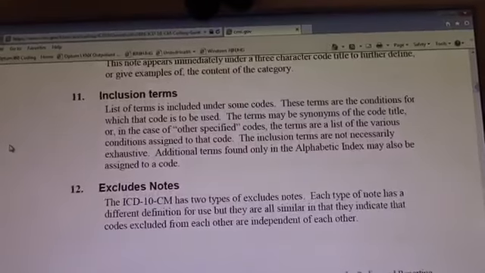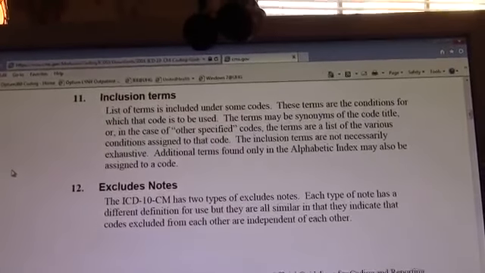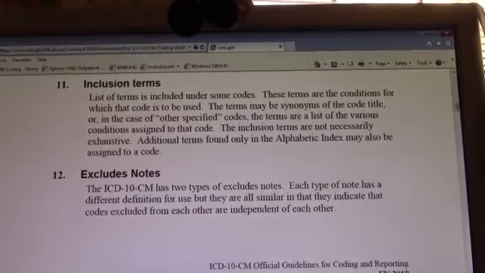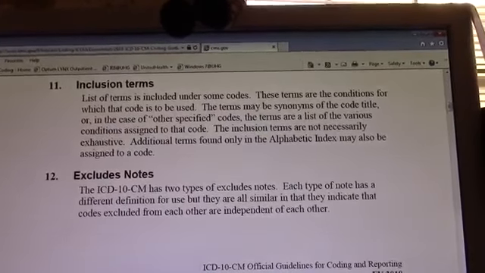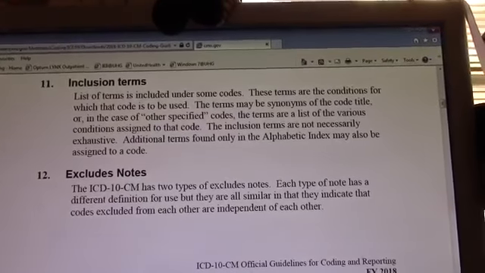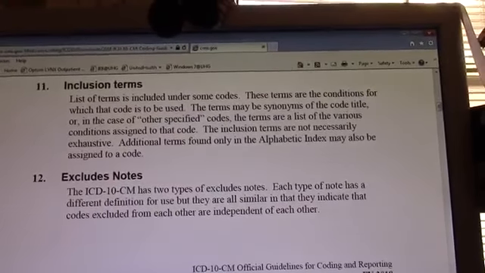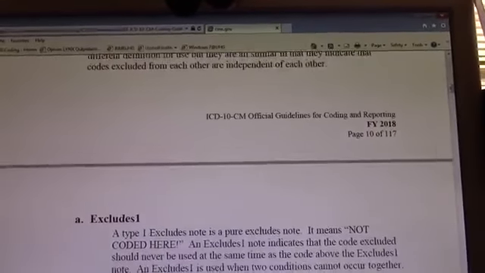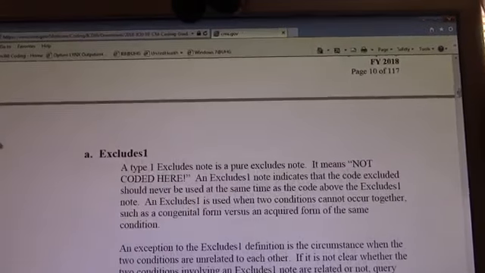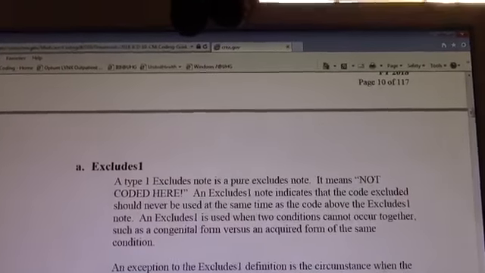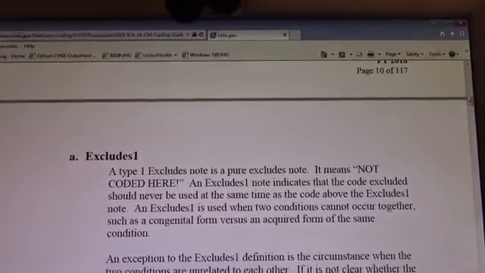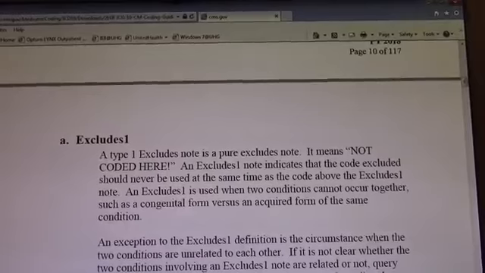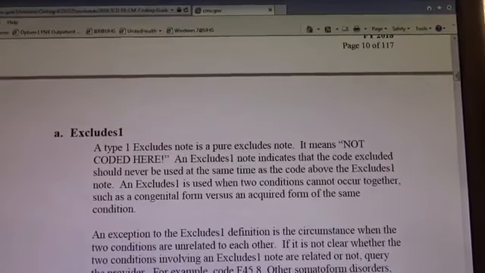Now also you have your exclude notes. ICD-10 has 2 types of exclude notes. Now this is new to ICD-10. So each type of note has a different definition for use, but they are all similar in that they indicate that codes excluded from each other are independent of each other. For example, you have an excludes 1. Now notice excludes 1. A type 1 excludes note is a pure exclude note. So it means not coded here.